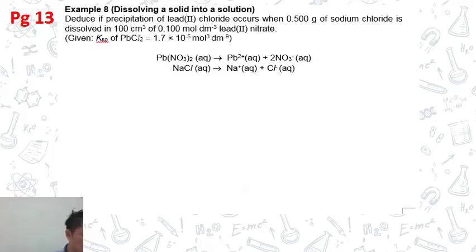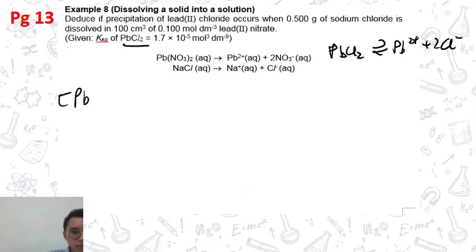Let's try the next example: dissolving a solid into a solution. What is my precipitate here? It will be PbCl2. PbCl2 solid should become Pb2+ and 2Cl-. Sodium chloride. Let's look at the concentration of Pb2+. It's 1:1. This is the information.